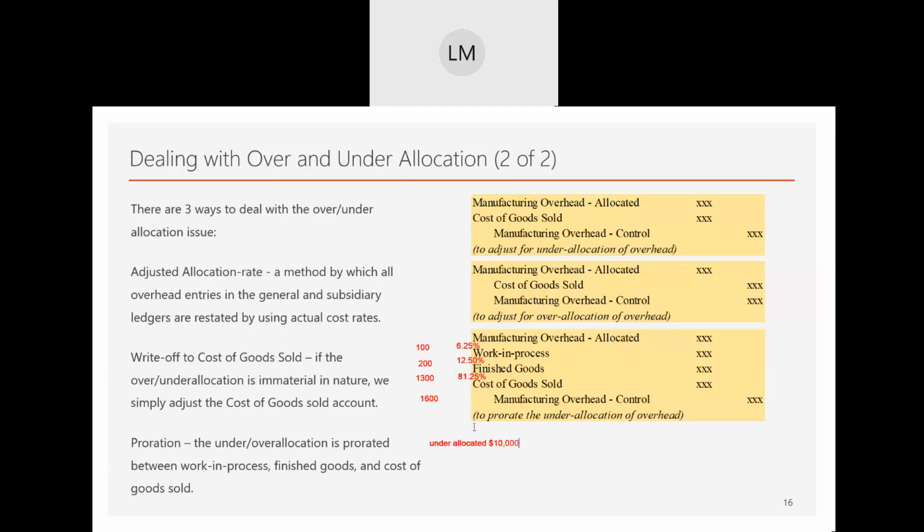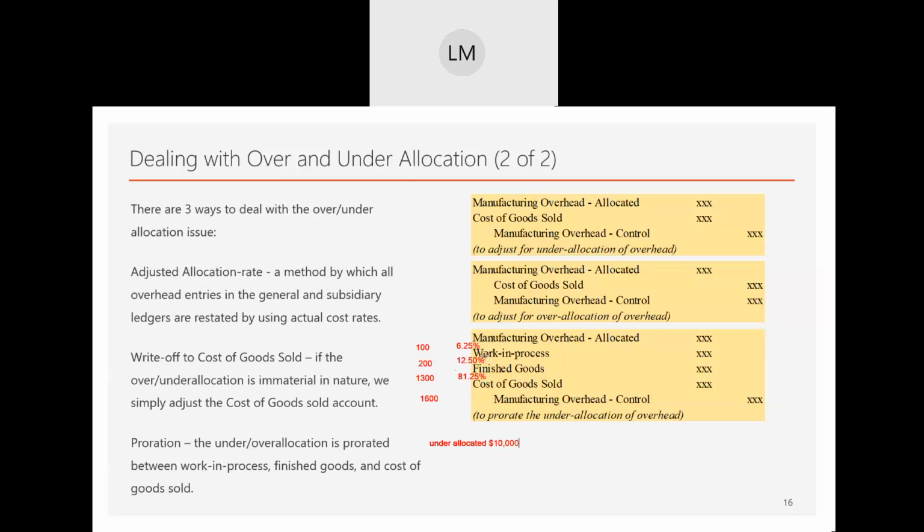Now, if I'm under allocated, remember, I don't have enough manufacturing overhead costs allocated to these products. That's why I'm debiting work in process, finished goods, and cost of goods sold, because I don't have enough overhead that's been allocated, and I need to add more. So those products are under costed. I need to bring those costs up to where they need to be. So this is how you can see that.